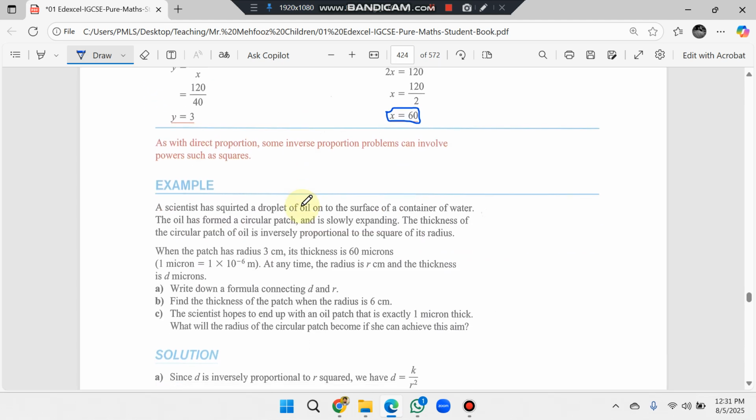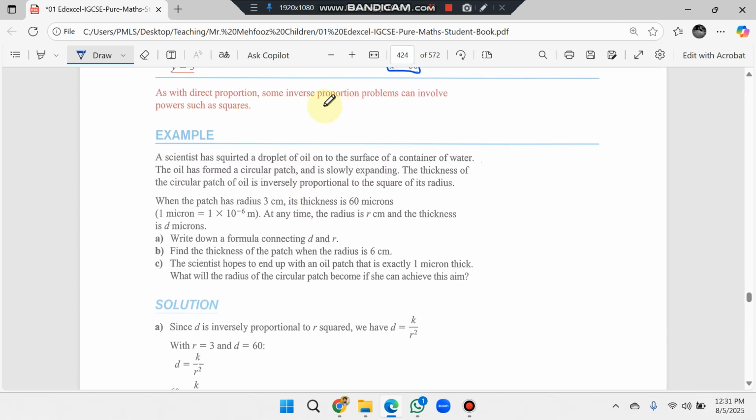Yes. Okay. As with direct proportion, some inverse proportion problems can involve powers such as squares. Like in direct proportion, we have squares and cubes. In inverse relations, we also have squares and cubes.